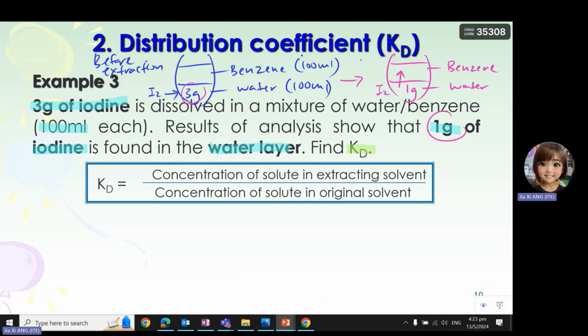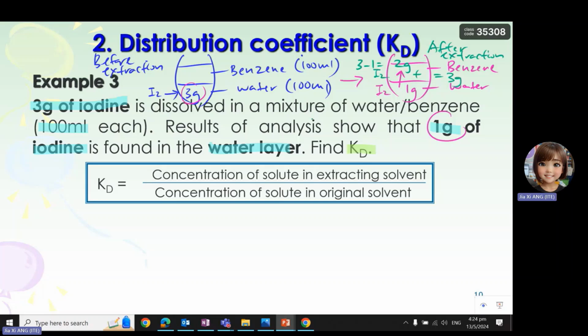It should be 3 minus 1, which is 2 grams of iodine on top. So before extraction, iodine is found in the original solution, which is in the water layer. Then it goes through liquid extraction. After extraction, some of the iodine traveled to the benzene layer. And 1 gram is at the water layer, meaning 2 grams must be at the benzene layer. So when you add 2 plus 1, it goes back to 3 grams, which is the original amount.